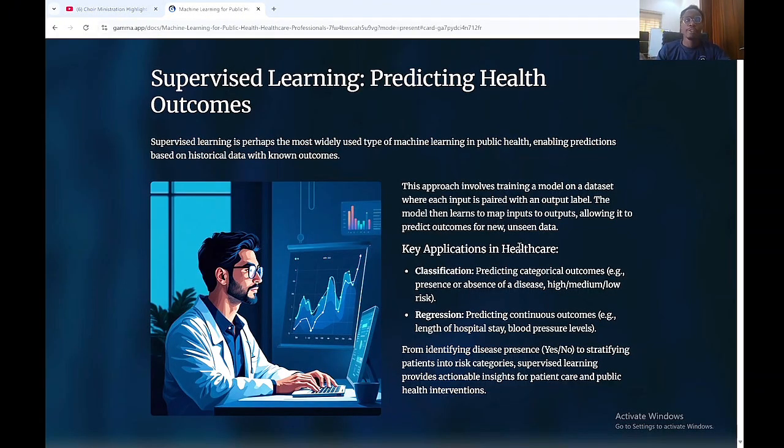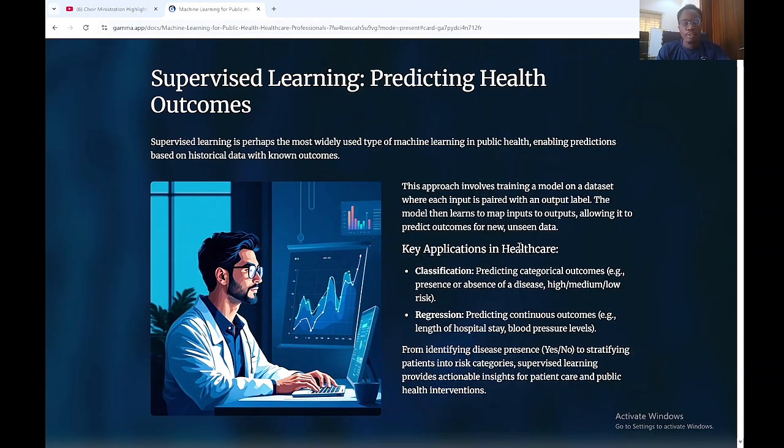Now, in our last video, where I did a practical (check my channel description below), I talked about how to predict the risk of getting infected from a purulent ulcer, using parameters that were fed into the computer. This approach involves training a model on a data set. It usually involves tabular machine learning, where input is paired with an output, and the model can then learn to map inputs to outputs, allowing us to predict outcomes for new and unseen data.